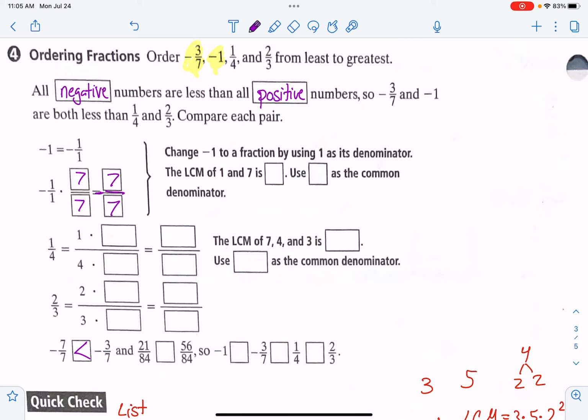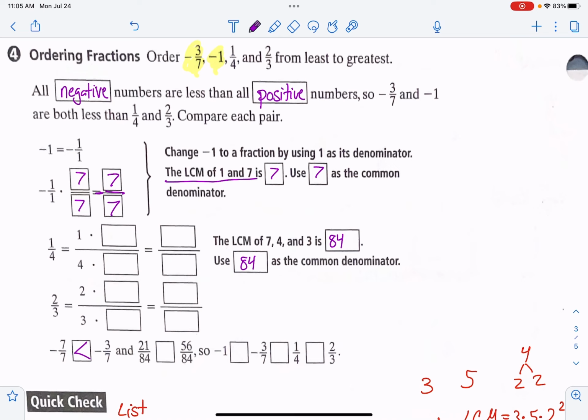So the least common multiple between 1 and 7 is 7, so we used 7 as the denominator. Okay. Now we're going to compare 1/4 and 2/3. The least common multiple between 7, 4, and 3, because we're comparing all of them, is going to be 84. So we're going to use 84 as the denominator.